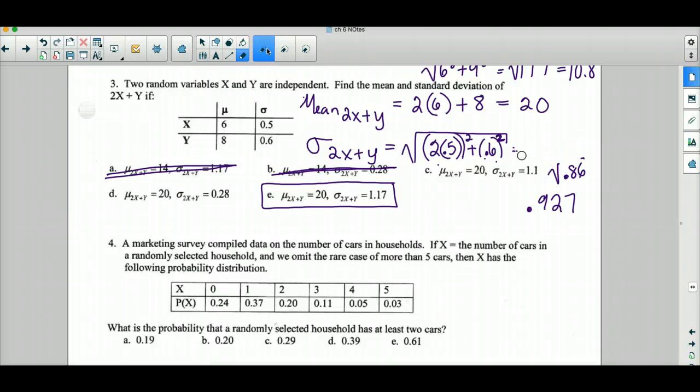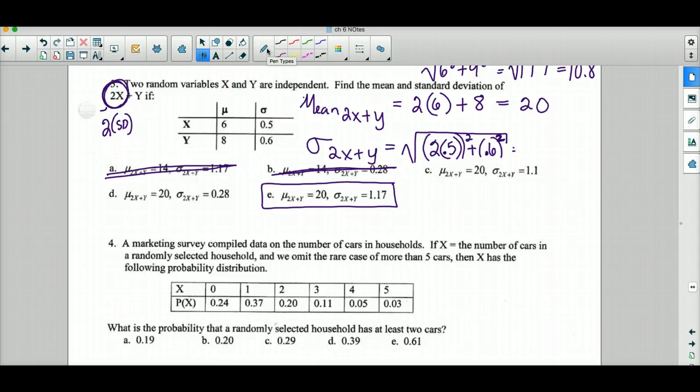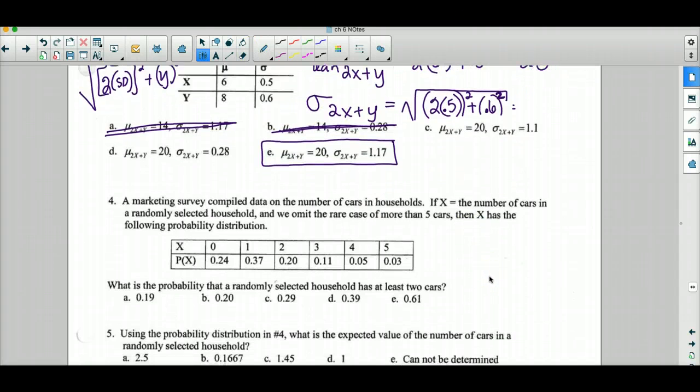I can't believe I did that. I didn't even think about it. Okay, so moral of the story, this isn't just 2x. You first do 2 times the standard deviation, and then you would square that and add the y's, and then square root the whole thing. I did that wonky order. I would have messed that up. So that's E. All right, number four, kiddos.